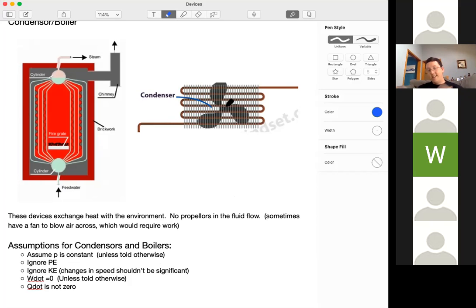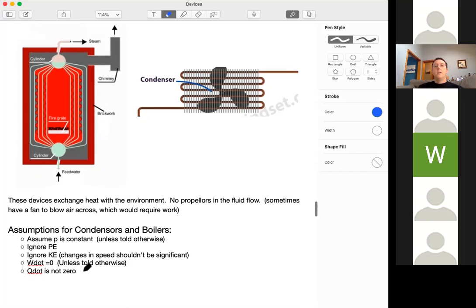However, if you had forced convection, that fan would take power, and so you would have to account for that to get your bookkeeping right. Maybe it's a small number and you don't care. But anyways, with the standard assumptions, we will drop the power, but you might have to go back and modify that for more realistic modeling of a system.